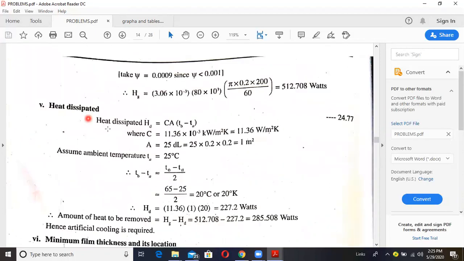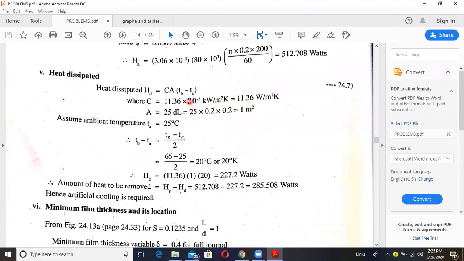Next is heat dissipated. The formula to calculate heat dissipated is HD is equal to CA into TB minus TA. This is the formula we are going to use for the complete design of the bearing. Here C is equal to 11.36 into 10 to the power of minus 3 kilowatt per meter square Kelvin. Again, we convert this into watt per meter square Kelvin. 10 to the power of minus 3 and 10 to the power of 3 get cancelled, so we'll get 11.36 watt per meter square Kelvin. And A is equal to pi DL. We know the value of D, we know the value of L. Substitute, then we'll get area 1 meter square.